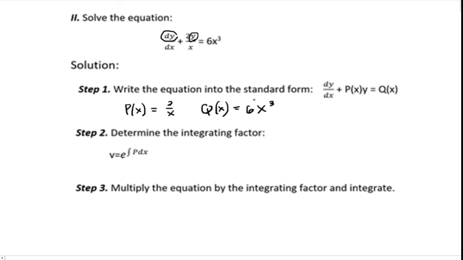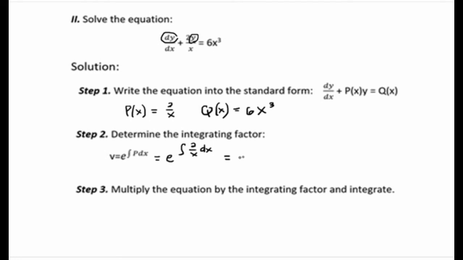For step 2, determine the integrating factor. Our formula, v is equal to e raised to the integral of p dx. We have here e, the integral of, let us substitute the value of p, that is 2 over x. So we have here 2 over x dx. Then it is equivalent to e, and integral of 2 dx over x, use the ln formula, and that is equivalent to 2 ln of x.